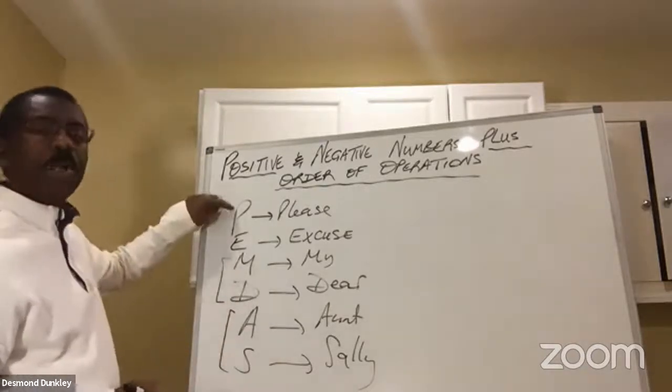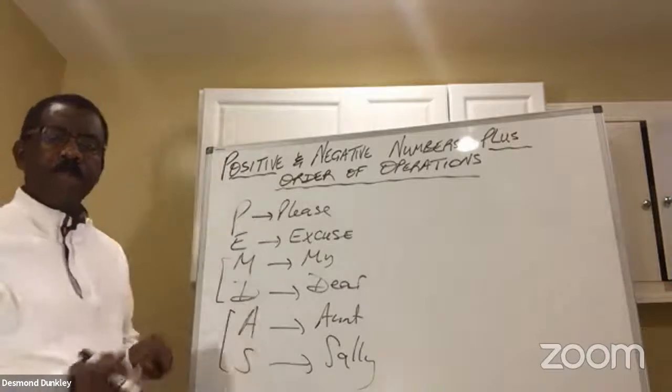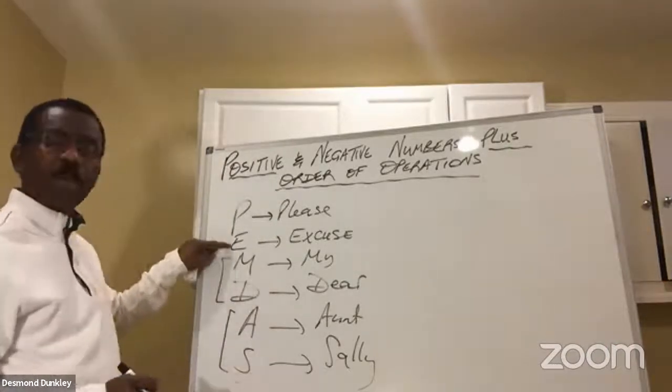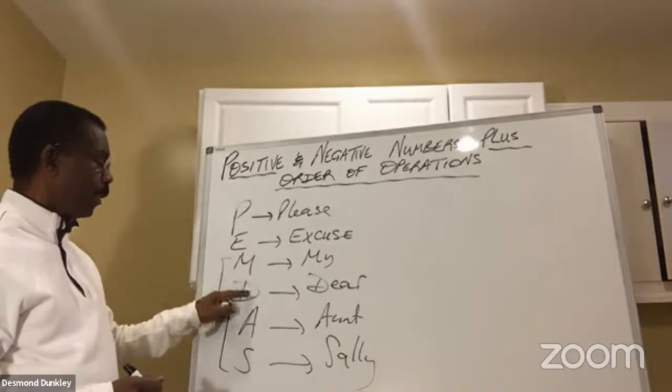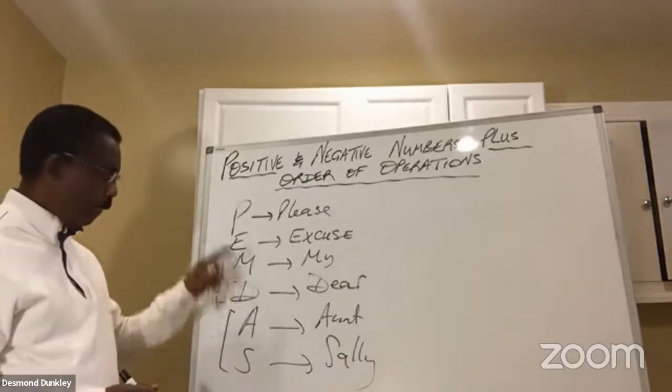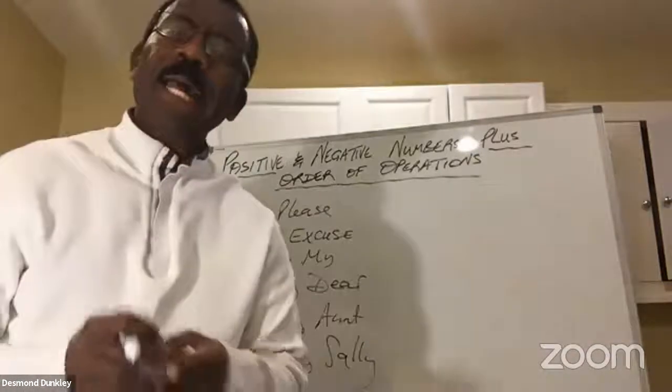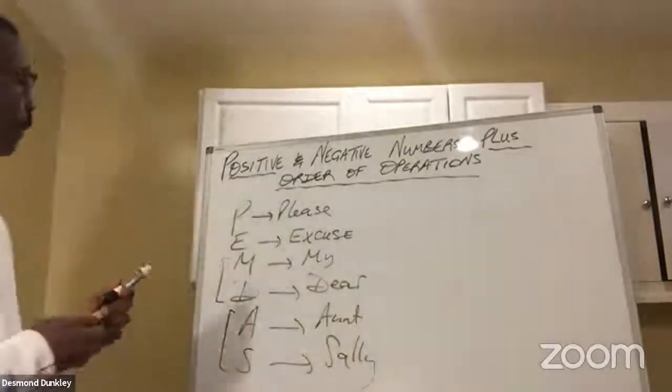So parentheses, you always do what's inside your parentheses first. Then if there is an exponent, then you take care of your exponent. And then if you have a multiplication or division, you do these. And then if you have an addition and subtraction, you do those. For it to make sense, I need to do some examples. Okay?